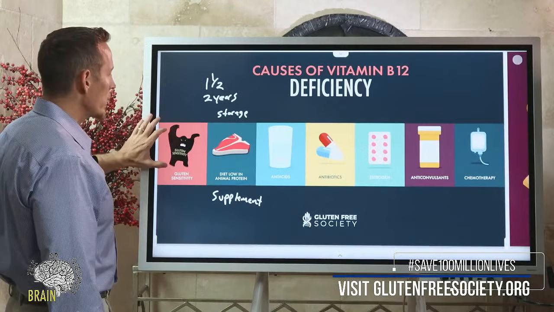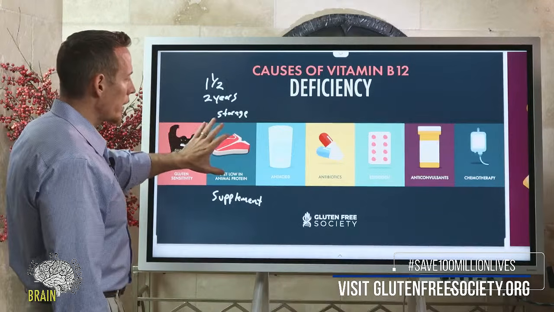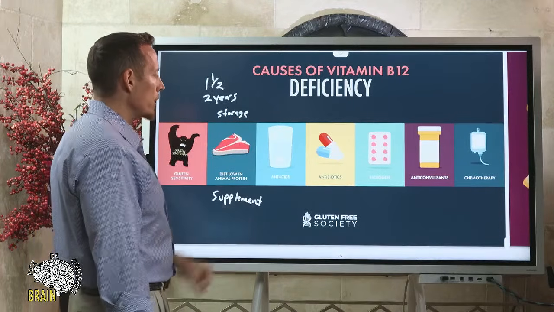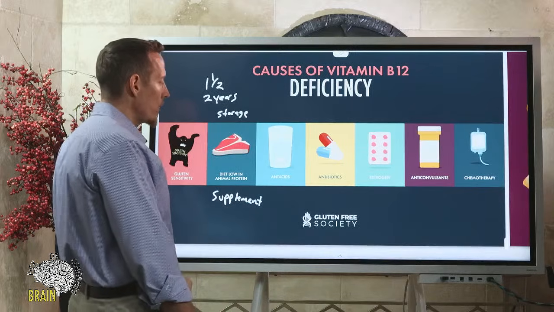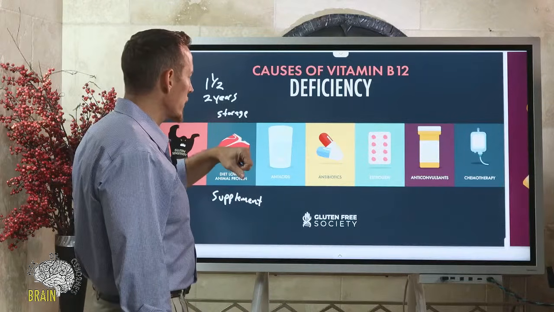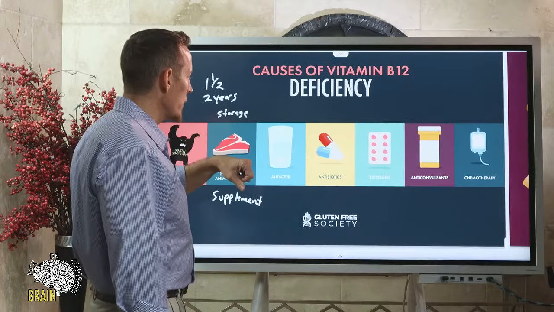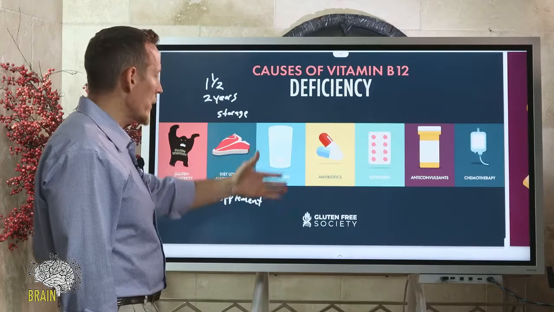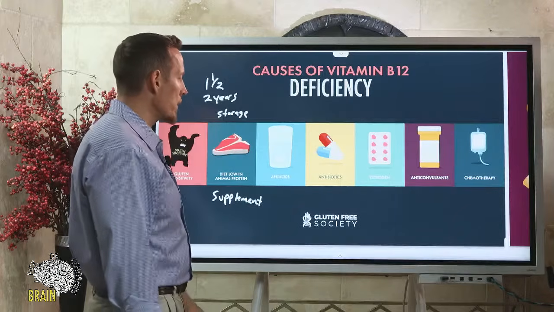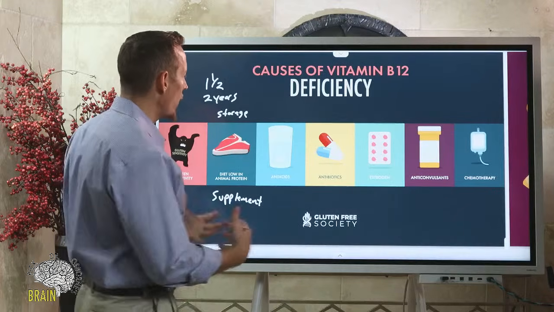So gluten sensitivity, diets that are low in animal protein. We get this a lot. People that take massive quantities of antacids. So you pop the Tums, the Rolaids, or whatever brand, the H2 antagonists, or the histamine blockers, or the PPIs, the proton pump inhibitors. Some of these are over the counter and some of these are prescription, but it's very common. You have heartburn, right?